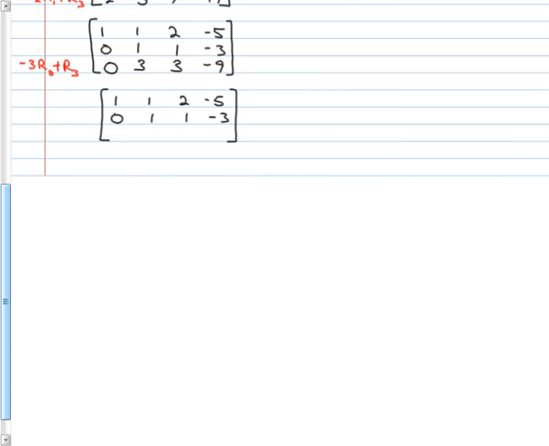All right. So 0 and 0 make 0. Negative 3 and 3 make 0. Negative 3 and 3 make 0. 9 minus 9 makes 0. So what does that mean? Does not mean no solution.